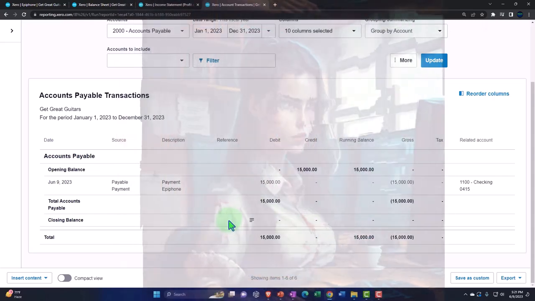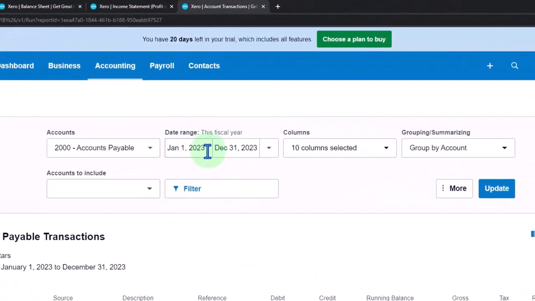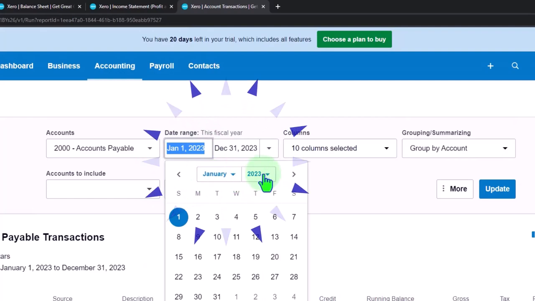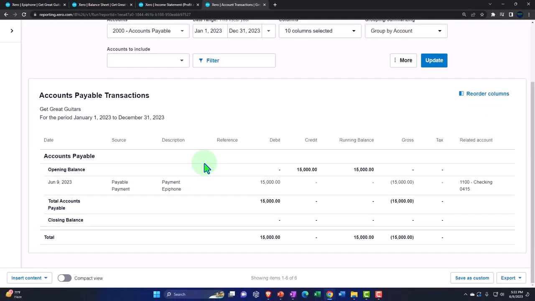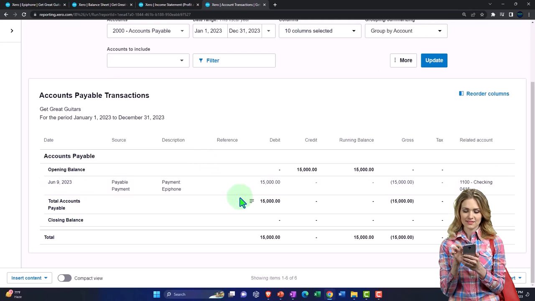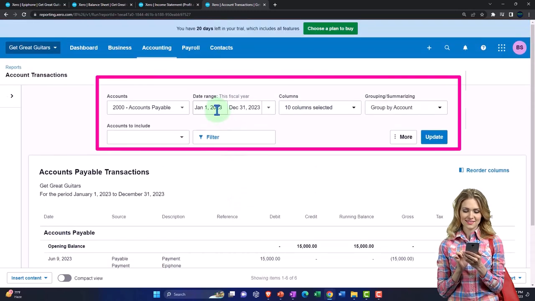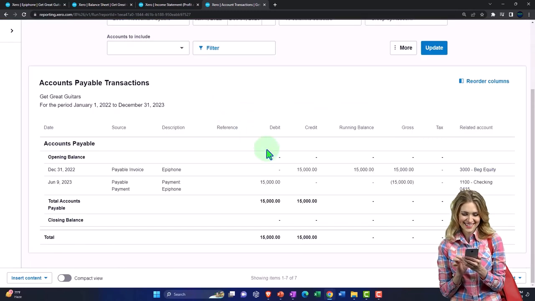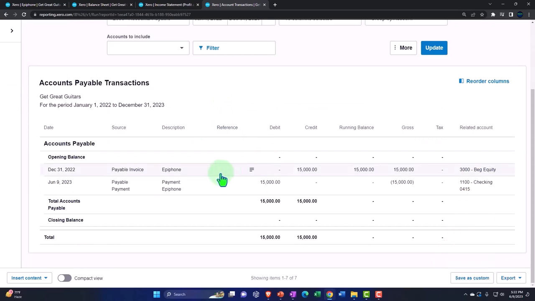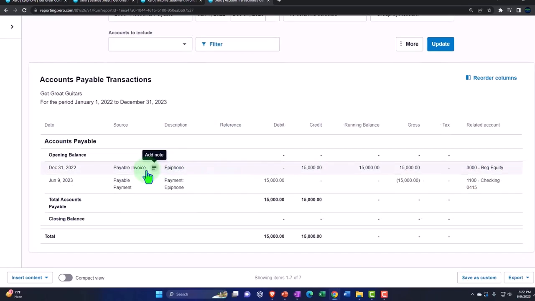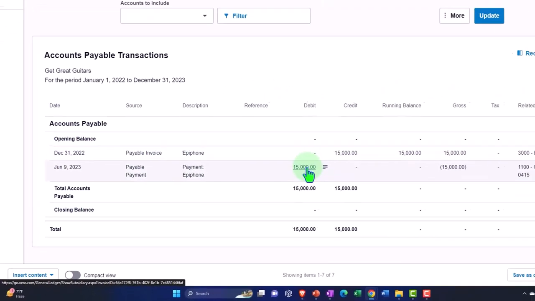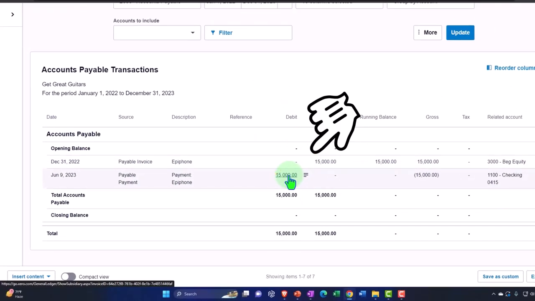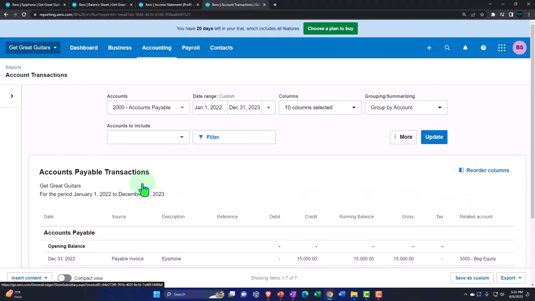It's going to go up with a bill form. Let's bring the beginning date back to 2022, just so you can see that. Hold on a second. It didn't do it. Didn't do it. There we go. So it goes up with a bill, or a payable invoice, a bill, and then it goes down when we make the payment. That's what we expect to happen all the time in the accounts payable. It goes up and then it goes back down again.